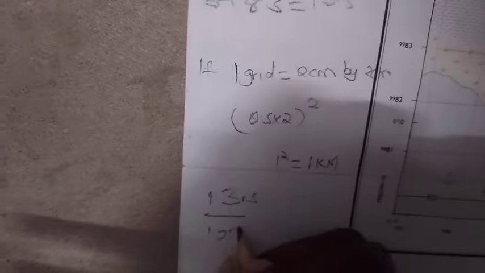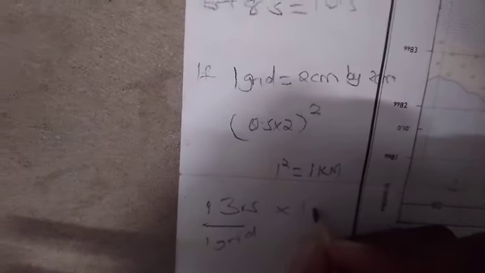That is the area. So what about the total of this? 5 plus 8.5, getting 13.5. So if one grid is equivalent to 1 square kilometer, what about 13.5? It's 13.5 over 1 grid times 1 square kilometer, to get 13.5 square kilometers. Alright, so that was the correct answer.